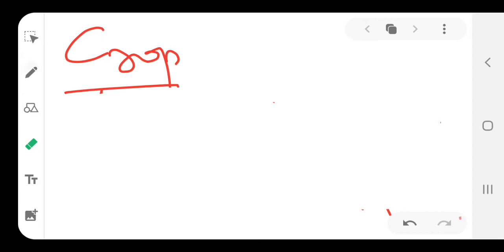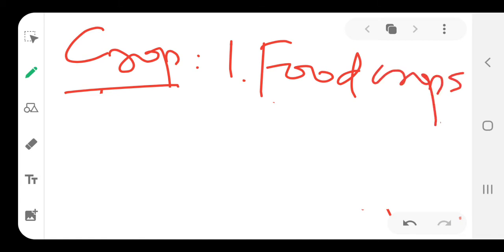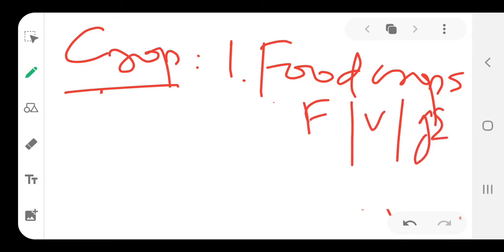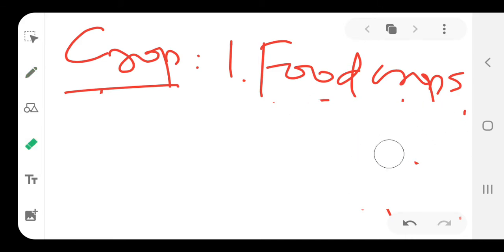So this crop is further categorized into various categories. So write down, the first one is food crops. You know, the name gives you the answer. These are the crops which come under the heading of fruits, vegetables and grains. In particular, grains are the main topic for us here. So food crops means fruits, vegetables and various types of grains.